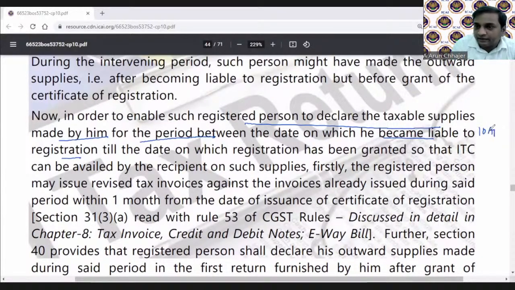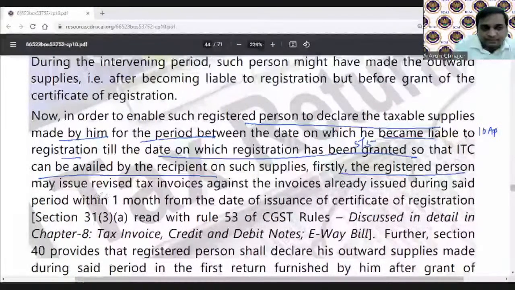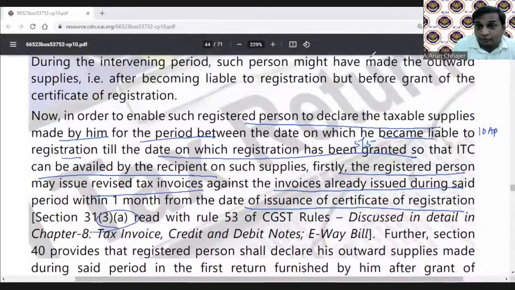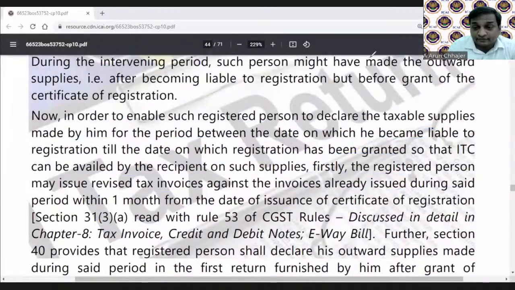that is 10th April, and till the date on which the registration has been granted, that is 5th May, so that ITC can be available to the recipient on such supply, because when it is added in the GST return, only then will it appear in 2A, 2B, etc. Firstly, the registered person may issue a revised tax invoice against the invoice already issued during the said period within 1 month from the date of issuance of the certificate of registration. We have already discussed this provision, revised invoice.